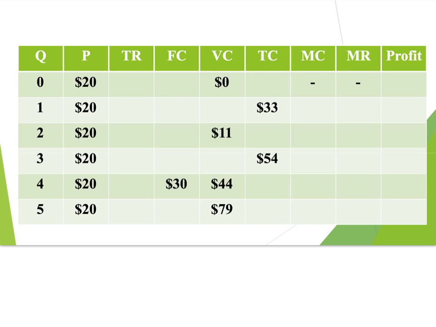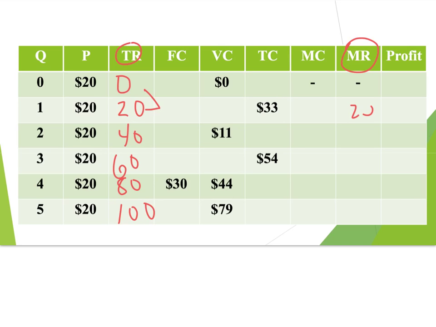So looking at the charts, the way I might go about doing this is starting and working my way kind of from left to right. So total revenue is price times quantity, so 20 times 0, 20 times 1, 20 times 2, 20 times 3, 20 times 4, 20 times 5. Then I might decide to go over to my marginal revenue column because that's the change in total revenue. So 20 minus 0 is 20, 40 minus 20 is still 20, 60 minus 40, 80 minus 60, and 100 minus 80.